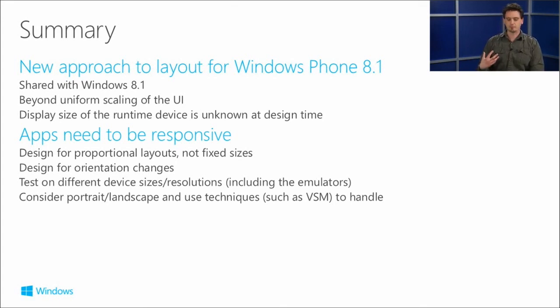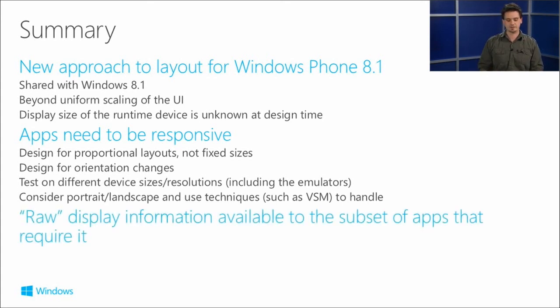Our design for proportional layouts and not fixed sizes means that we can build applications that just fit all the devices and orientations that we have in place. We can test this on different devices or, more helpfully, inside of our emulators. And we should consider using techniques such as the Visual State Manager to handle all these changes and these different device sizes.